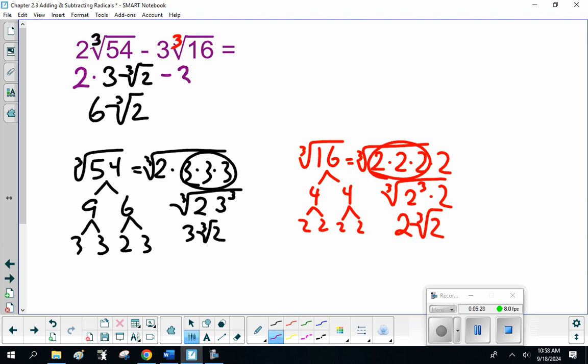So this is minus 3 times 2 cube root of 2. So that's minus 6 cube root of 2, so the whole thing is 0. Now what I have not told you is that you can check your answers with your calculator. 2 cube root of 54 minus 3 cube root of 16.